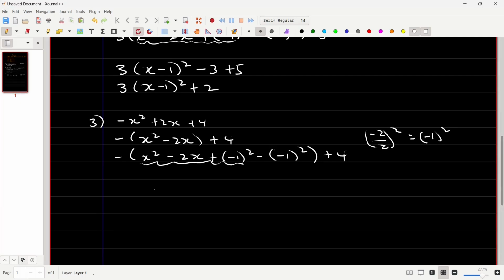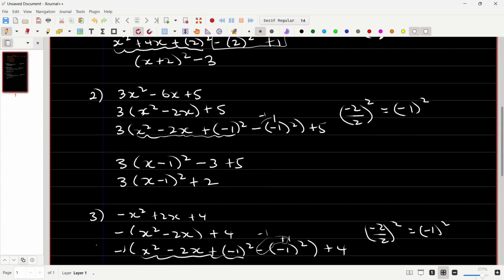This here is my perfect square. So I'm going to have negative, open bracket, x minus 1 squared. This here is positive 1. This here would give me negative 1. And negative 1 from out here with that negative 1 is going to give me a positive 1. So I'm going to have positive 1 plus 4, which means I'm going to have negative x minus 1 squared plus 5.